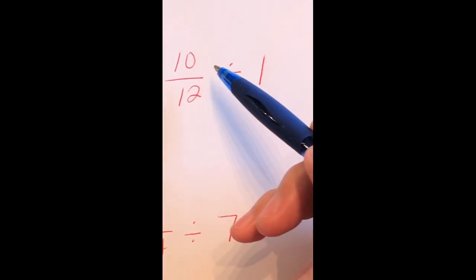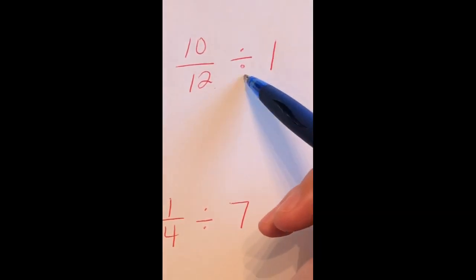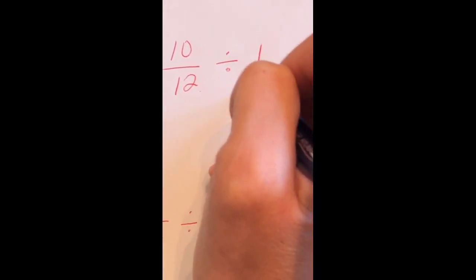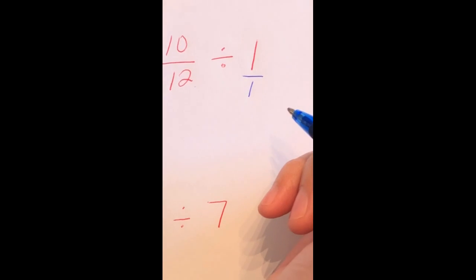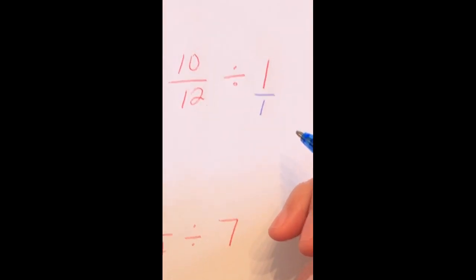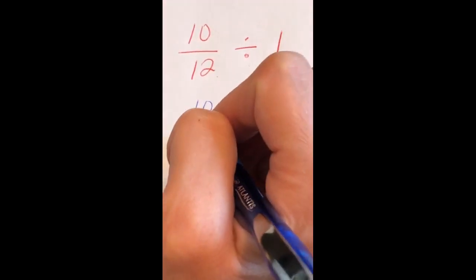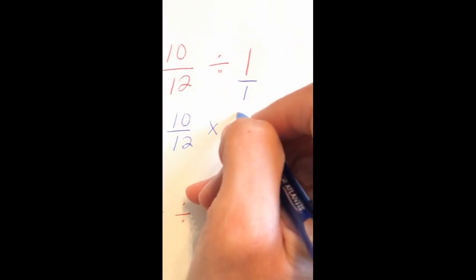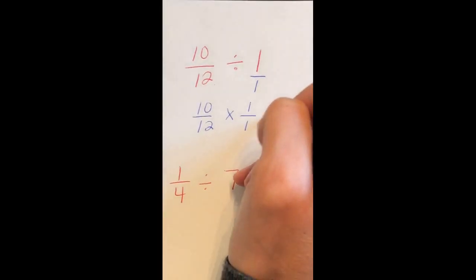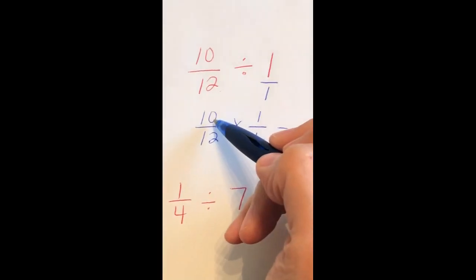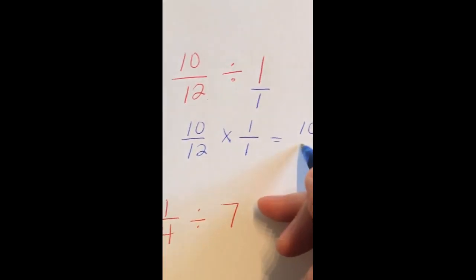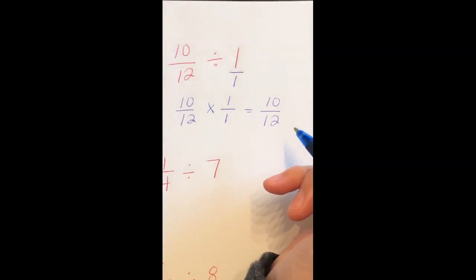Number 1, the problem is 10 over 12 divided by 1. So the first thing we want to do with our whole numbers is put each whole number over 1. Okay, then when we divide, remember we keep our first number, so 10 over 12, and then we multiply by our reciprocal. So this time it would still stay 1 over 1. And then we multiply across. 10 times 1 equals 10. 12 times 1 equals 12, and then I must simplify.